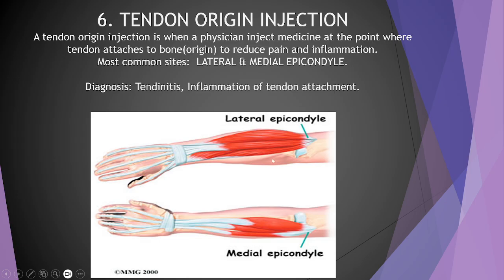Here you can see that a tendon origin injection is when a physician injects a medicine at the point where the tendon attaches to the bone origin. As the name says, tendon origin, at the bone origin, to reduce the pain and inflammation. And the most common sites, as you see here, are the lateral epicondyle and medial epicondyle. So the diagnosis may be tendinitis and inflammation of the tendon attachment.